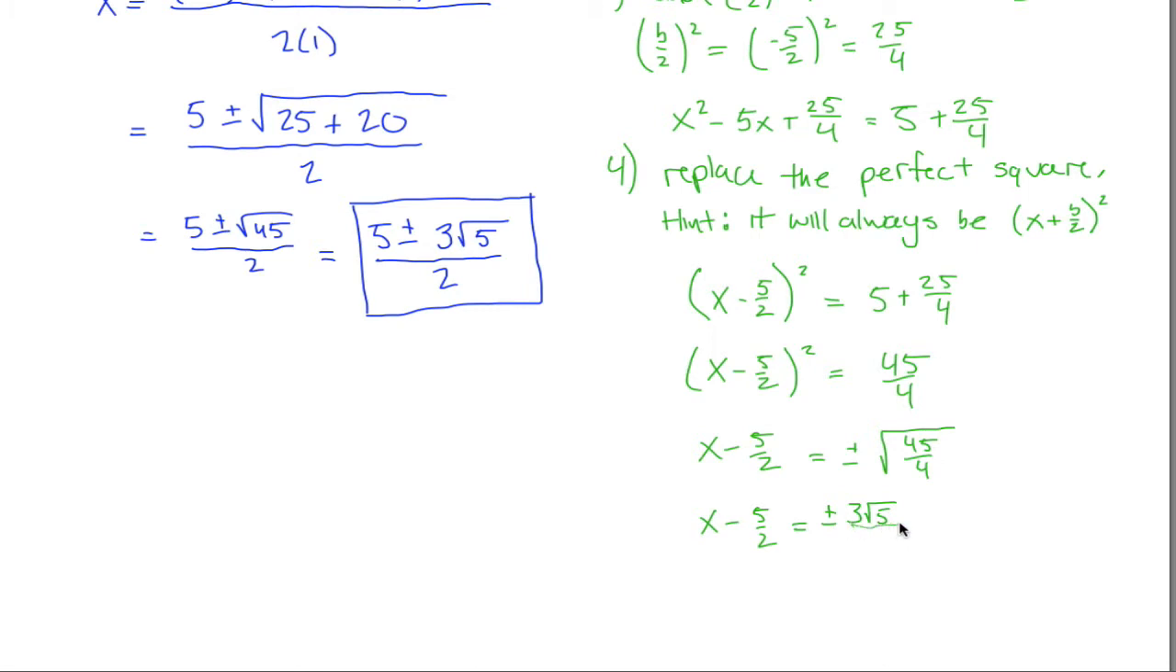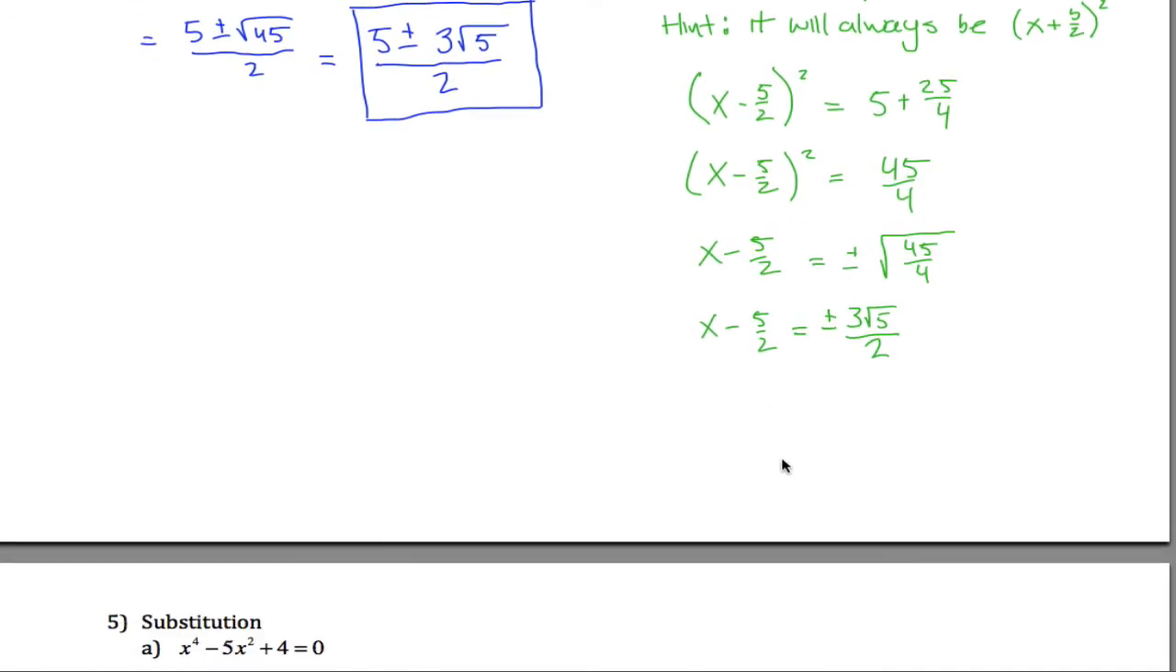And the square root of 4 is just 2. So if I want to solve for x, I just have to add 5/2 to both sides of the equation. X is 5/2 plus or minus 3 root 5 over 2. This is equivalent to this up here. Get the same answer, 2 different ways. Do it either way. This way is probably easier for now, but this way will be useful later, so you might want to bite the bullet now so it doesn't suck later when you're trying to learn this.